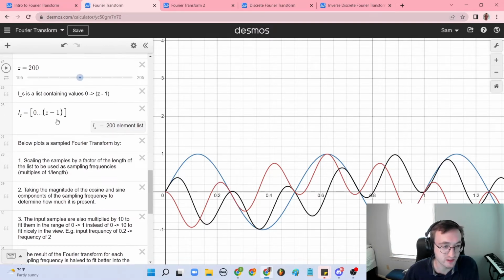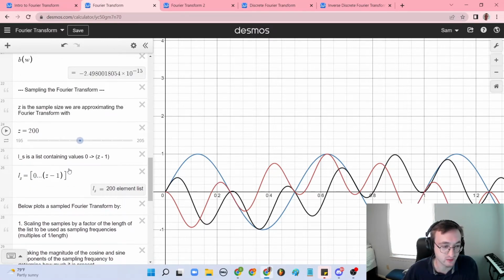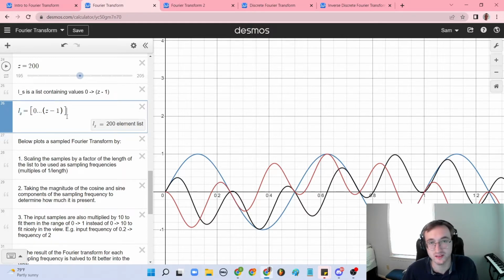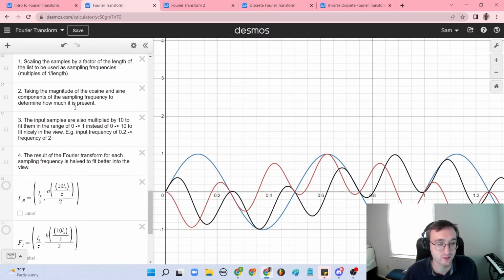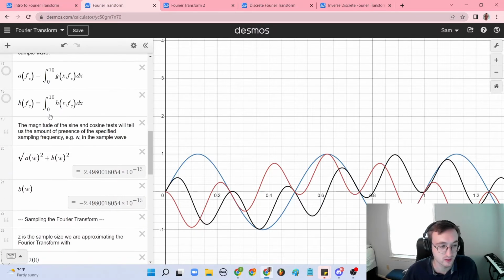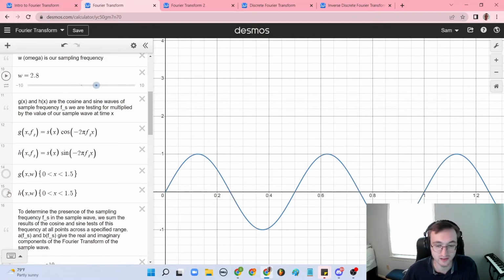And so then here I'm just plotting the Fourier transform. Basically, I'm using a discrete version of it, a discrete Fourier transform, because the Fourier transform itself is a little bit too computationally expensive for Desmos, which is something I would really like to see them work on. But I'm going to go ahead and hide these waves.